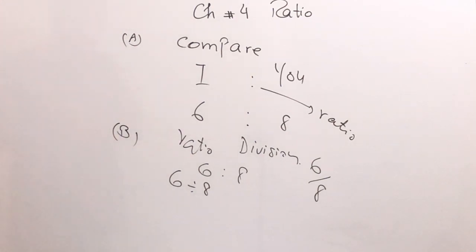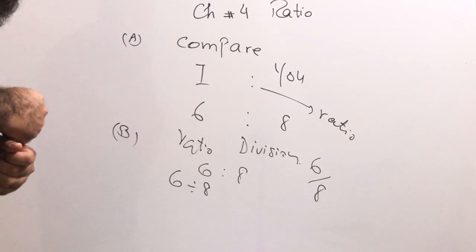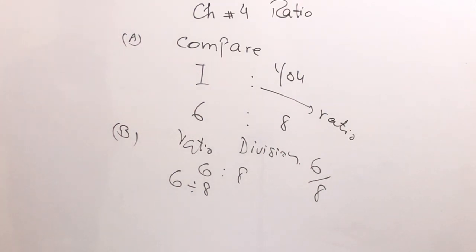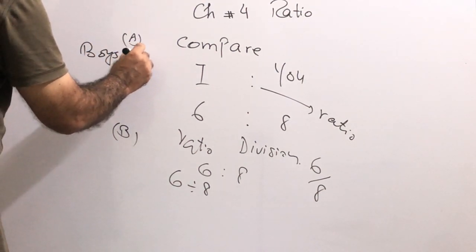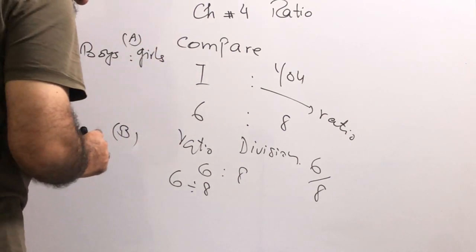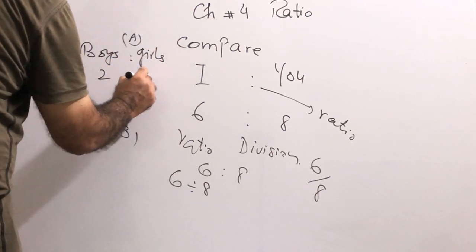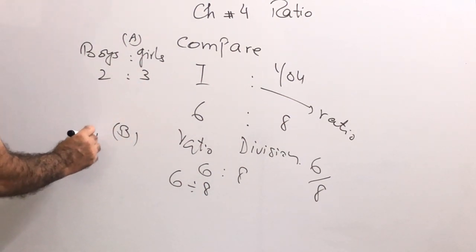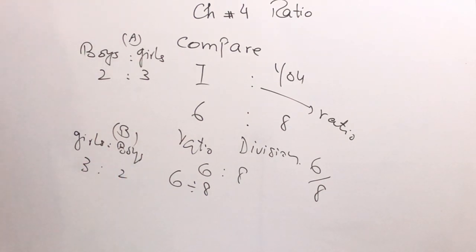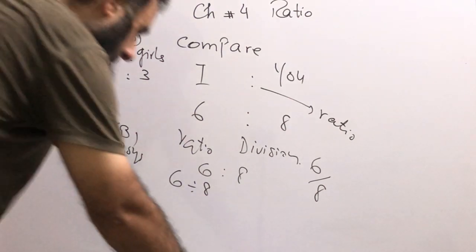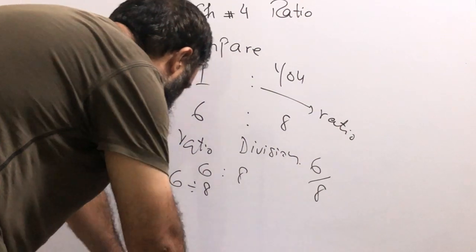So if we read from page number 66, it is written there that ratios can be used to compare two or more quantities. There are 2 boys and 3 girls. The ratio of the number of boys to the number of girls is 2 ratio 3. Boys ratio girls, okay. 2 boys and 3 girls. If we say girls ratio boys, we'll say 3 girls and 3 ratio 2, okay. This is how we compare the things by using ratio, okay.